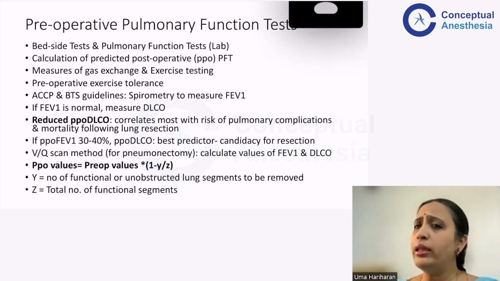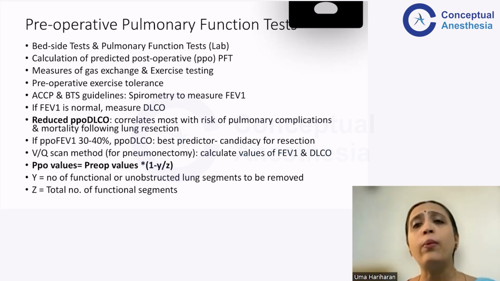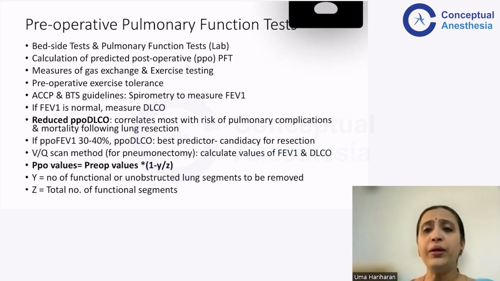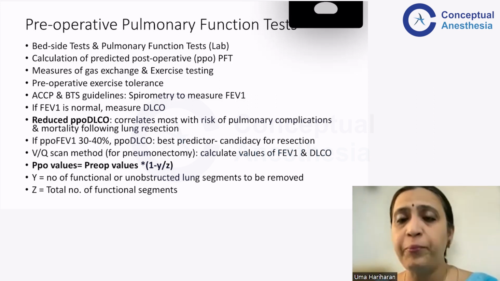In general, all the bedside and other pulmonary function tests have to be done. But this predicted post-operative PPO test is also important to predict survival and to predict the incidence of post-operative complications. And there are measures which can be used as a marker of gas exchange and exercise testing.